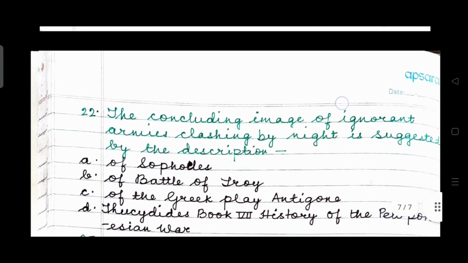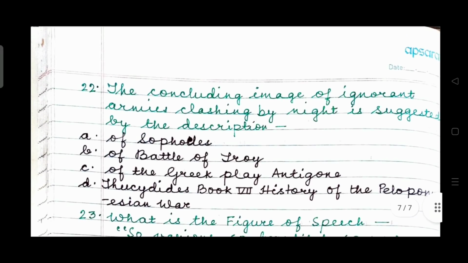Next, question 22. The concluding image of ignorant armies clashing by night is suggested by the description of Sophocles, of Battle of Troy, of the Greek play Antigone, Thucydides, Book 7, History of the Peloponnesian War. The right answer is option D, Thucydides, Book 7, History of the Peloponnesian War.